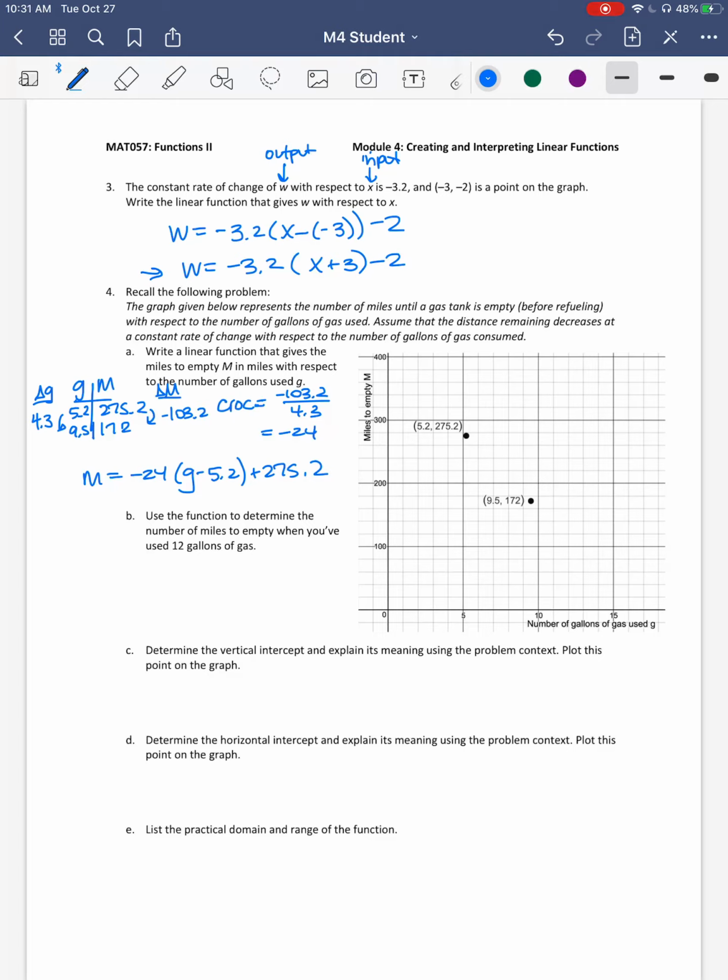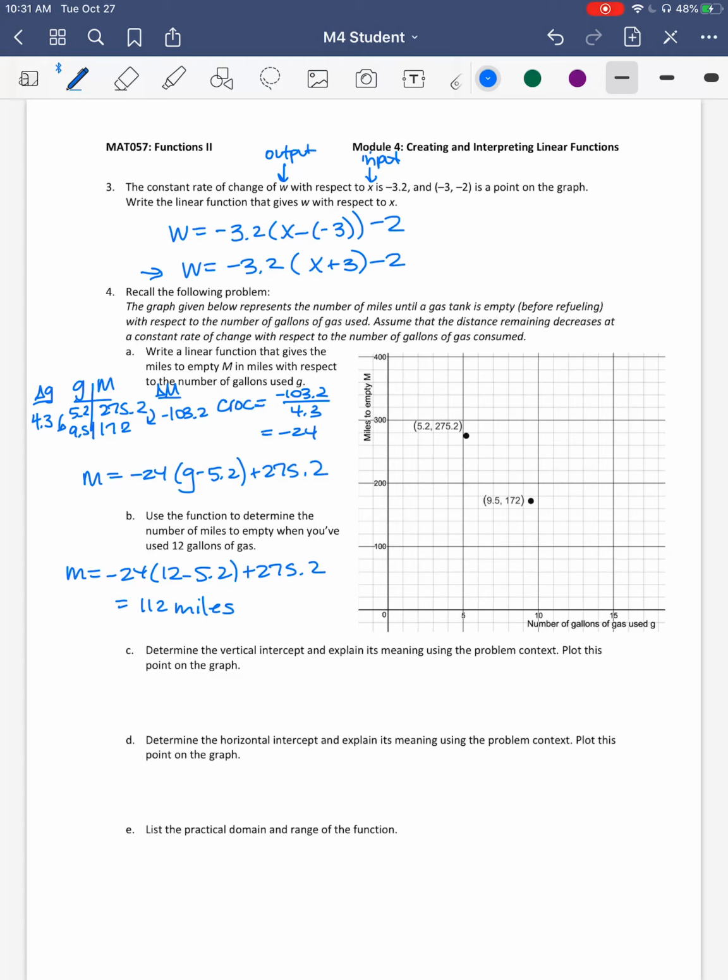Then part B says to use my function to determine the number of miles to empty when you've used 12 gallons. So I'm going to take that function. I'm going to input 12. And I'm just going to simplify. And when you do that, you're going to get 112, and the units on that would be miles. So if you use 12 gallons, you have 112 miles till it's empty.